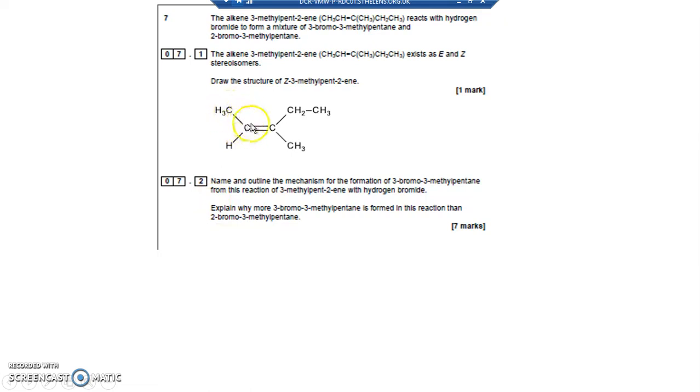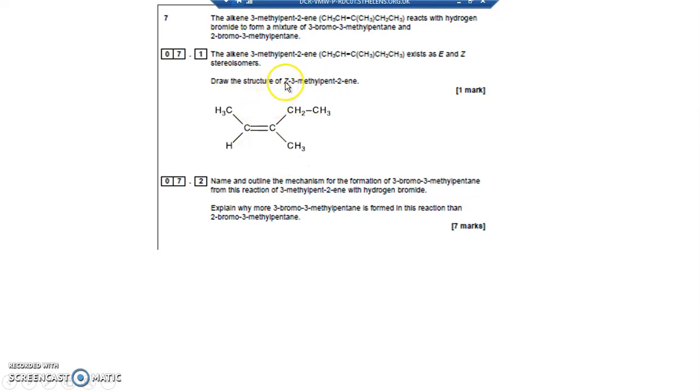So pent is 1, 2, 3, 4, 5 in a line. 1, 2, 3, 4, 5 in a line. And it's got a methyl group at carbon number 3. 1, 2, 3. There's the methyl group. 1, 2, 3, and at carbon number 2 it's got an ene, pent-2-ene.